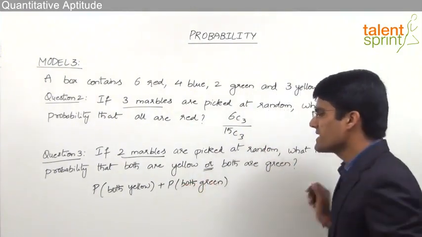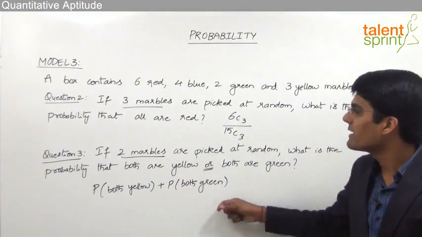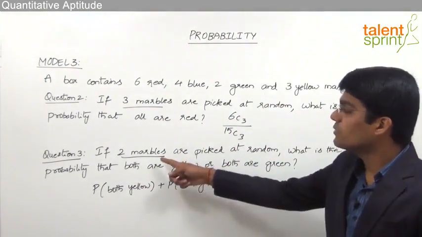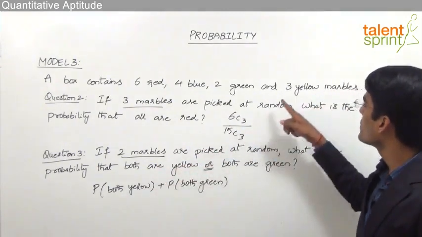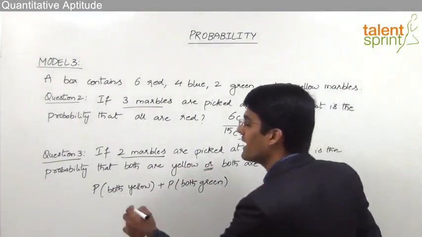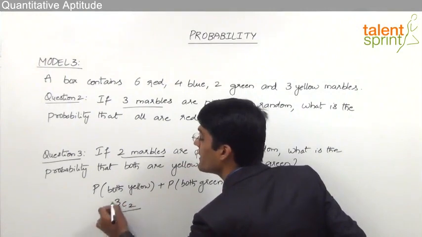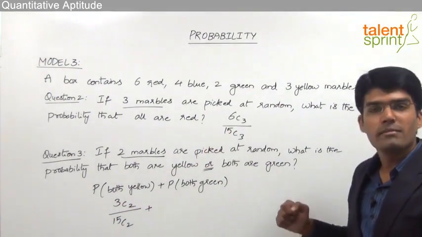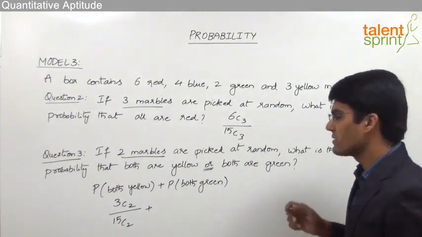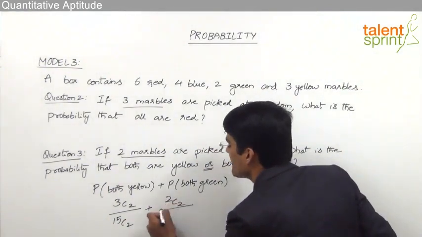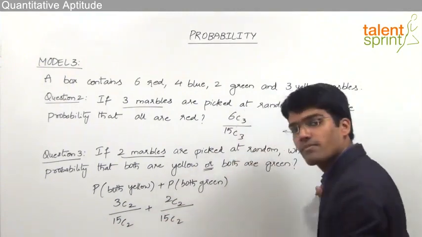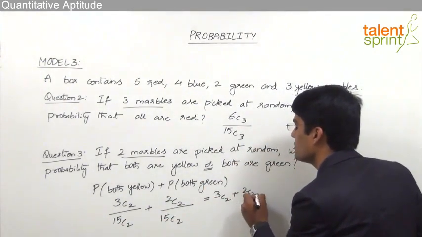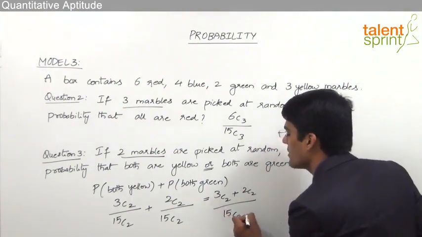Please do not waste your time in writing down all these steps in the exam. Directly take down the required answer. Now both yellow marbles, we need to select 2 marbles such that both are yellow. Total we have got 3 yellow marbles. So this can be done in 3C2 ways divided by total number of ways 15C2, plus we have got total 2 green marbles and we need to select 2 green marbles. So that can be done in 2C2 ways divided by again 15C2. So this can be taken as 3C2 plus 2C2 divided by 15C2.